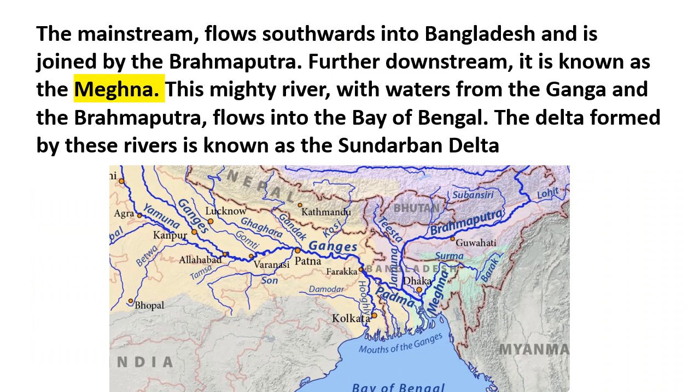The main stream flows southwards into Bangladesh and it is joined by the Brahmaputra further downstream. It is known as the Meghna, the mighty river with waters from the Ganga and Brahmaputra, and flows into the Bay of Bengal. The delta formed by these rivers is known as the Sundarban Delta.